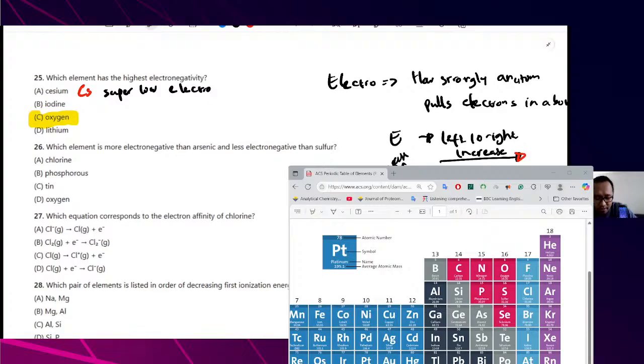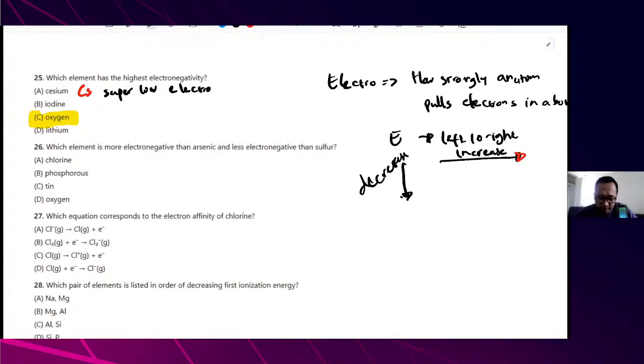All right, and then number 26. Still, we are discussing the periodic table. The question is: which element is more electronegative than arsenic and less electronegative than sulfur?